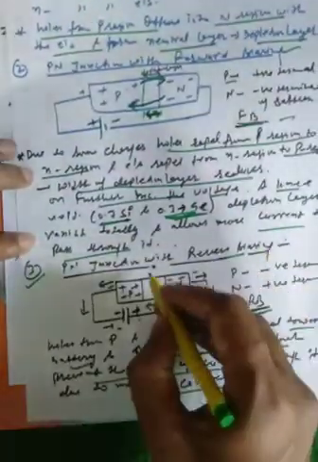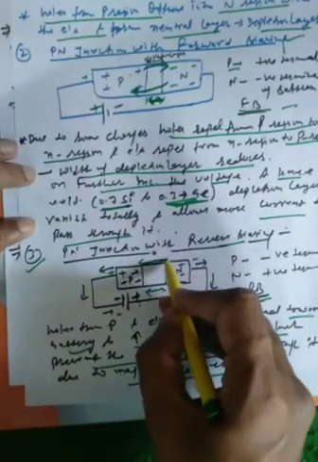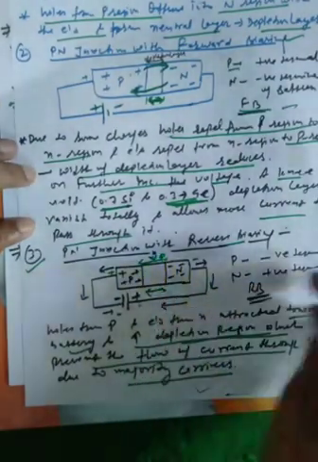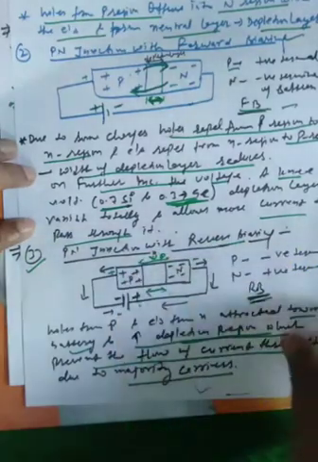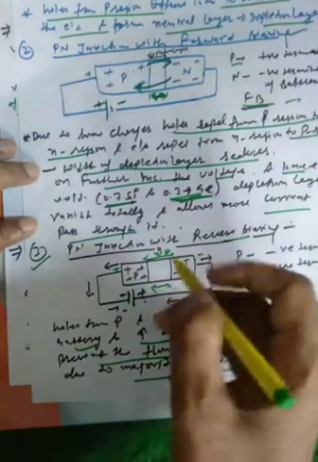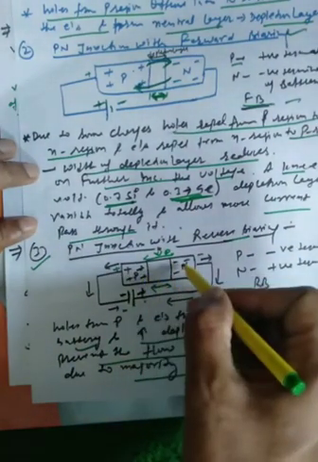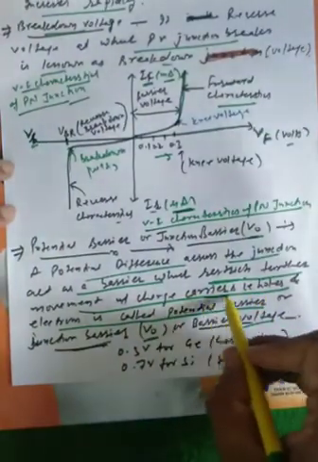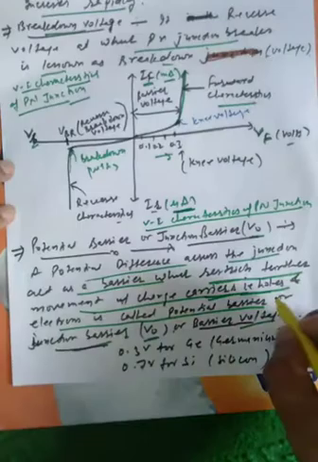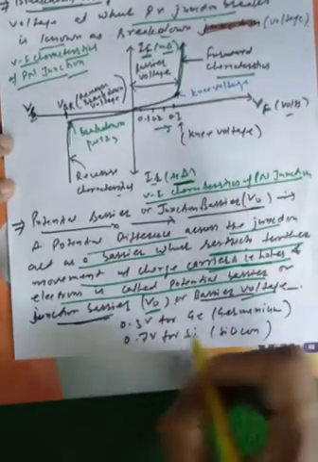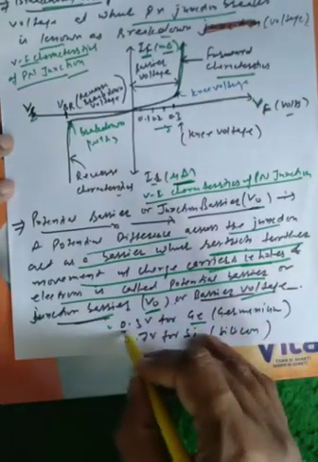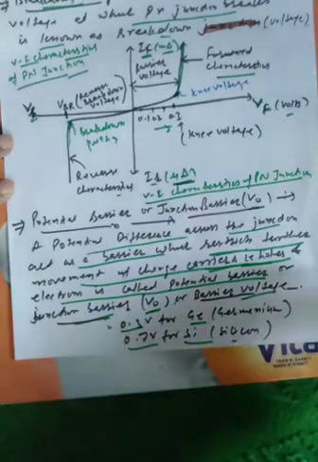And this is known as the potential barrier, which prevents the holes from moving into the electrons and electrons into the holes, and stops the current from flowing. That is V naught. And potential barrier in case of germanium is 0.3 and in silicon it is 0.7 volt.